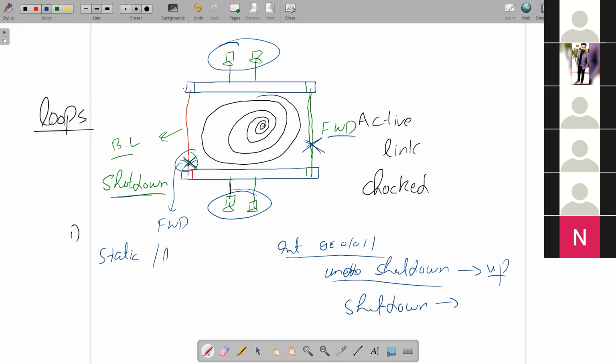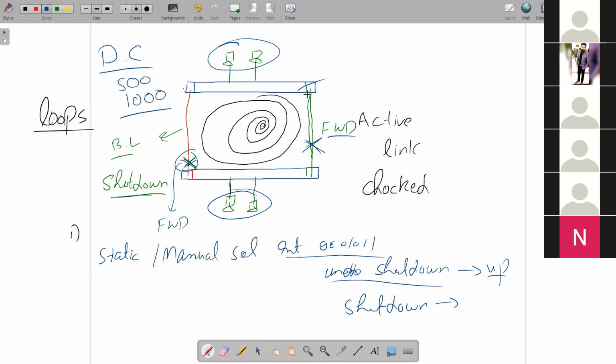Static solution means this is the manual solution. All the time you need to look after which link is in a forwarding state. And if you are sitting in the data center where you have 500 switches, 1,000 switches, and the number of backup links, how will you maintain that manually? You cannot go and check every single switch.